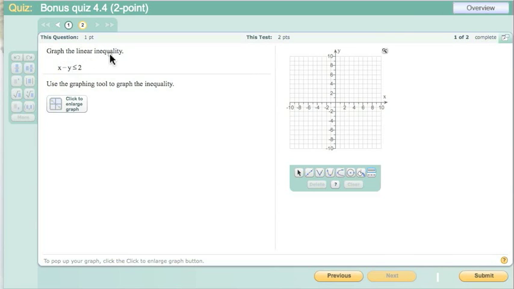They want us to graph the linear inequality, and here it is. Let me parse this apart for you a little bit. The solutions are going to be all ordered pairs x, y, such that when you subtract them in this particular order, you get a number that's less than or equal to 2. And so can I think of an ordered pair that works? And I can with a little bit of thought. Negative 4, 0 works. When you subtract these two, you get negative 4. Negative 4 is less than or equal to 2.